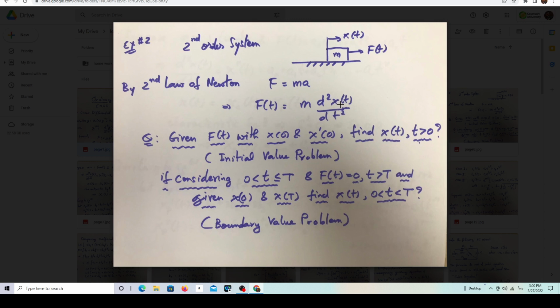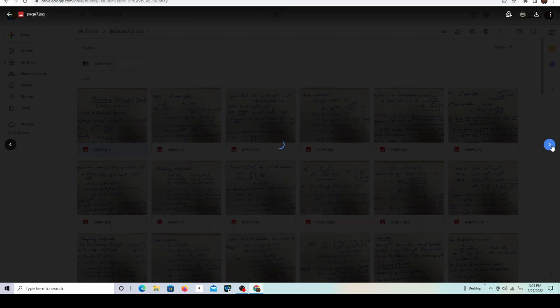it's like a transient state. As t approaches infinity, the response will approach 0. The response of the complementary solution is approaching 0. So we're going to apply the technique that you used in the previous semester to analyze this problem.